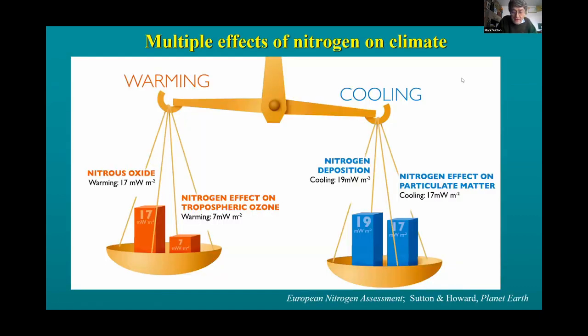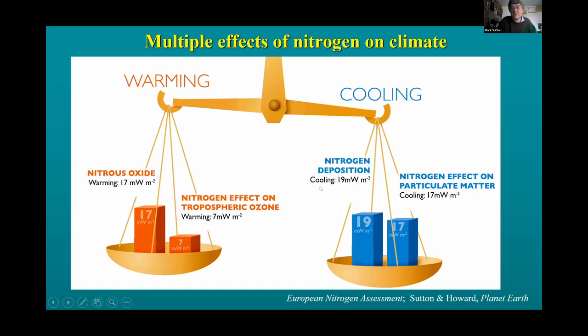Now, we've done some analysis in the European Nitrogen Assessment on the effect of the warming and cooling aspects of nitrogen. This is a somewhat old diagram, and although I did it, I'm going to update it and say I think the perspective is slightly wrong in our own diagram. Because what we identified before was there are warming aspects of nitrogen, the nitrous oxide. There's another warming aspect to the effect on tropospheric ozone.